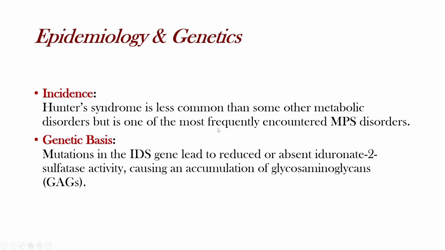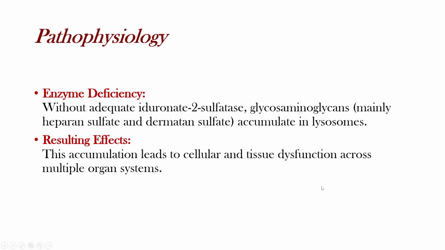glycosaminoglycans. In Hurler syndrome, you also have an absence of another enzyme that will cause the accumulation of glycosaminoglycans. So for the pathophysiology, we mentioned already that we have enzyme deficiency, and this will lead to accumulation of the glycosaminoglycans, and this will lead to cellular and tissue dysfunction across multiple organs.